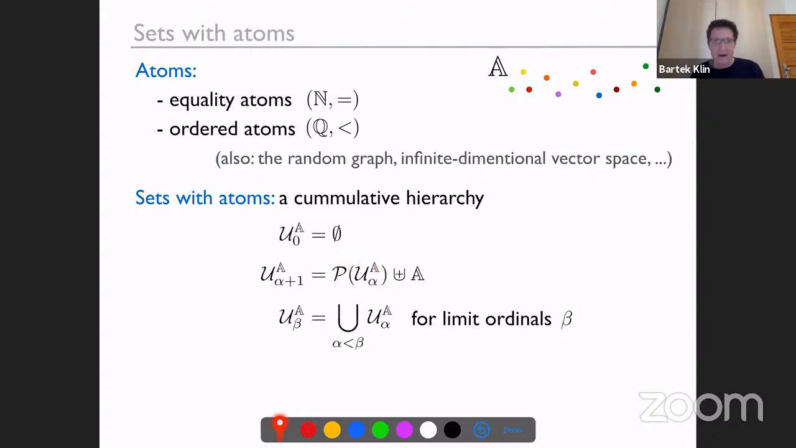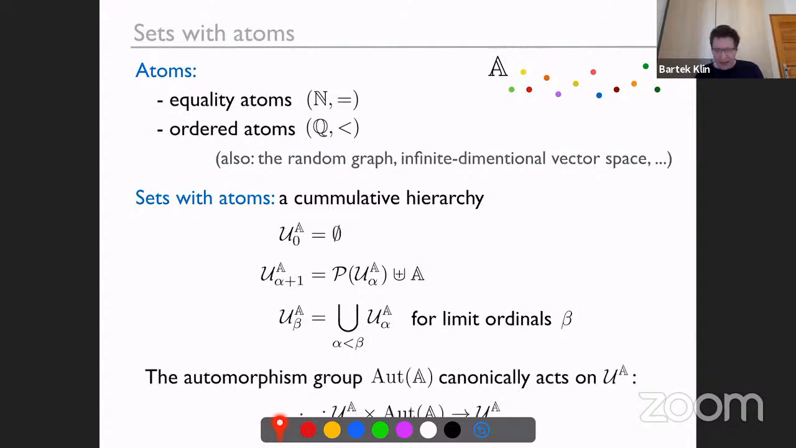And then I take the power set of everything at the previous level, and then at limit ordinals I take everything I've collected so far. So this is, modulo this atoms bit, the standard von Neumann construction of the universe of sets. I just throw atoms everywhere. So what I've done so far is I constructed a universe of sets built of curly braces and perhaps atoms at the bottom somewhere. Okay.